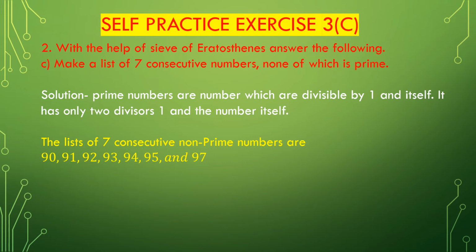Now we solve question number 2, part C. Make a list of 7 consecutive numbers, none of which is prime. We know prime numbers are the numbers which have only two factors, 1 and the number itself. The list of 7 consecutive non-prime numbers is 90, 91, 92, 93, 94, 95 and 96. Here these are the 7 consecutive non-prime numbers.